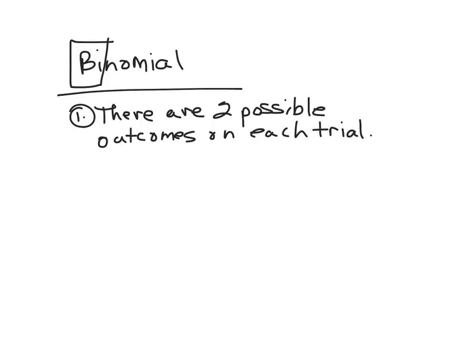So the 2 possible outcomes we usually call success and failure. Rolling a die, you could call a success rolling an even. You could call an odd a failure. That would be a binomial experiment because, again, you have 2 possible outcomes.